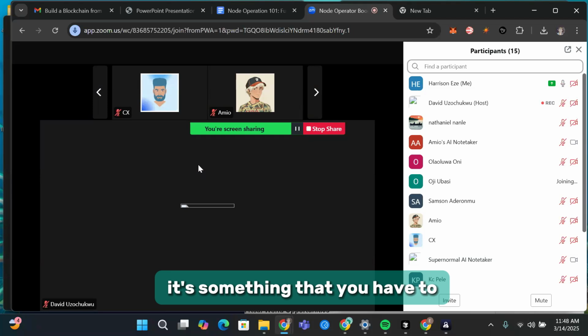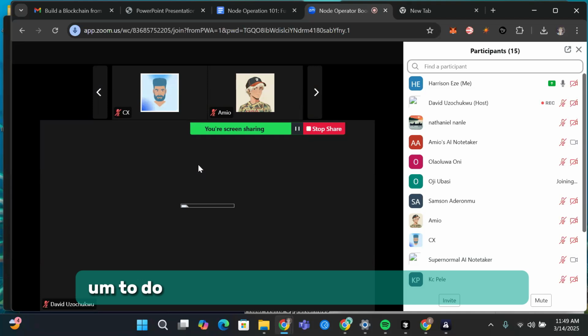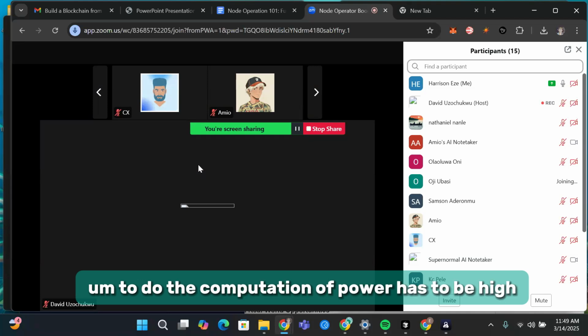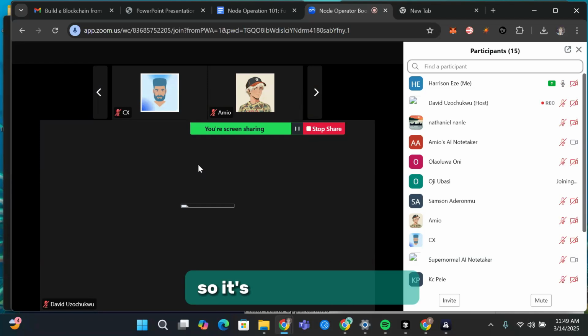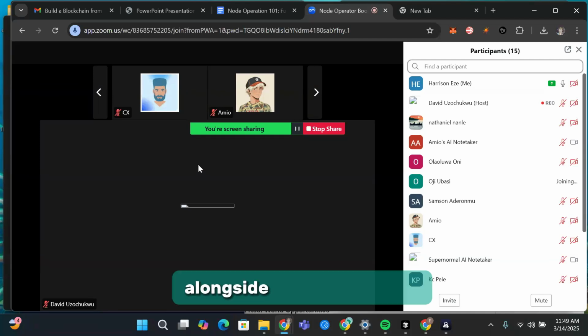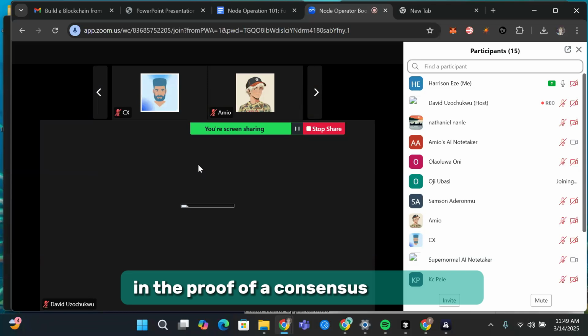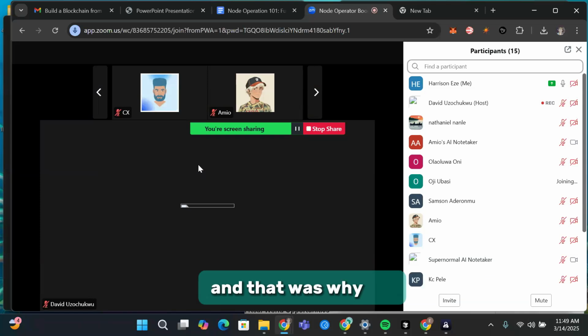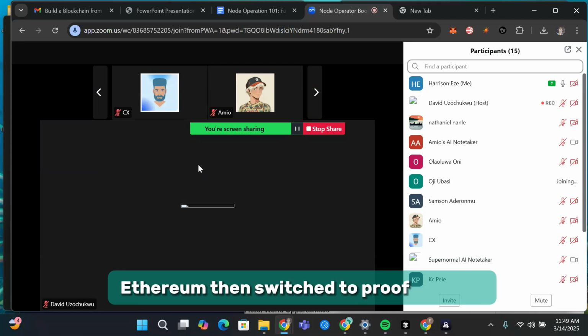But this requires a lot of energy, because the computation is large. It's something you need a lot of processing power to do. The computational power has to be high. So it's not like the basic maths, one plus one is two. It's quite complex, and the machines that you need to run all of these things are energy intensive. So alongside other drawbacks, other things that were considered a limitation in the proof of work consensus mechanism, and for this reason and some other reasons, Ethereum then switched to proof of stake.